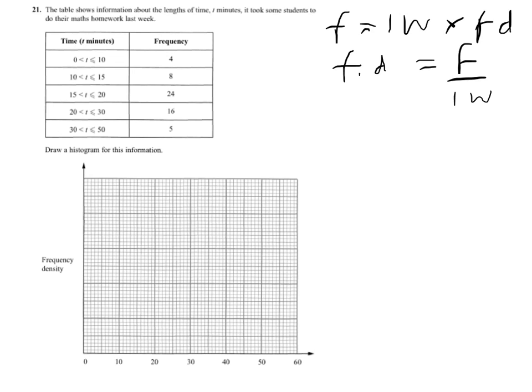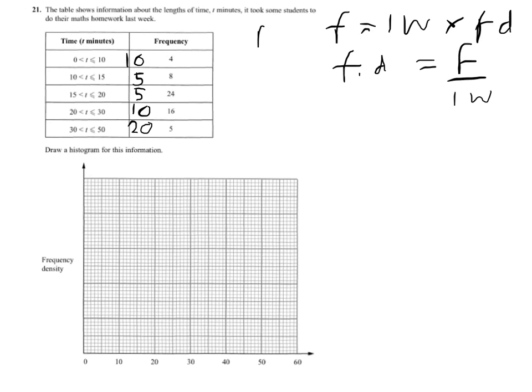So we'll go to the table and we'll look at the widths. Our first interval has a width of 10, the second interval has a width of 5, as does the third. The fourth interval is 10, and the final interval is 20.